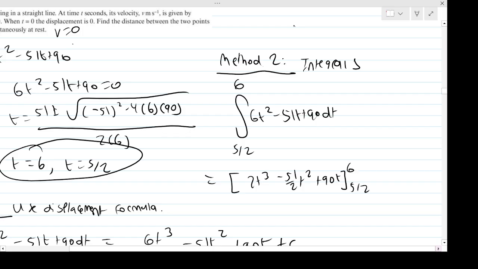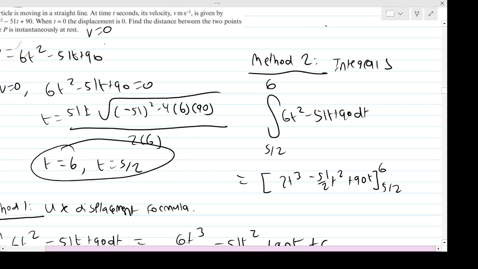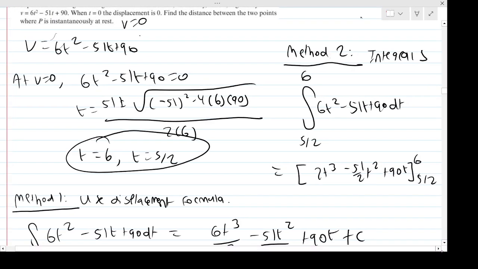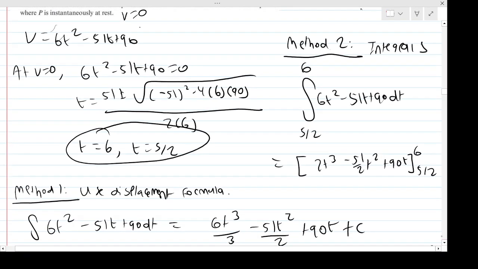So either way, you're going to have to integrate. There's no getting away from that. Either method, you're going to have to integrate the velocity. But the ways we do it are slightly different. Okay, so now we just work out this sort of integral here. So again, we're going to sub in the limits. So 2 lots of 6 cubed minus 5 over 2 lots of 6 squared plus 90 lots of 6. Then I'm going to take that away.